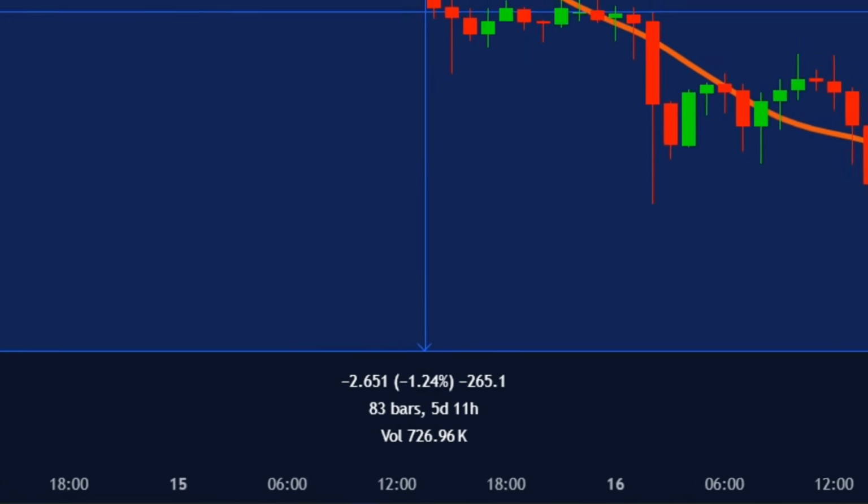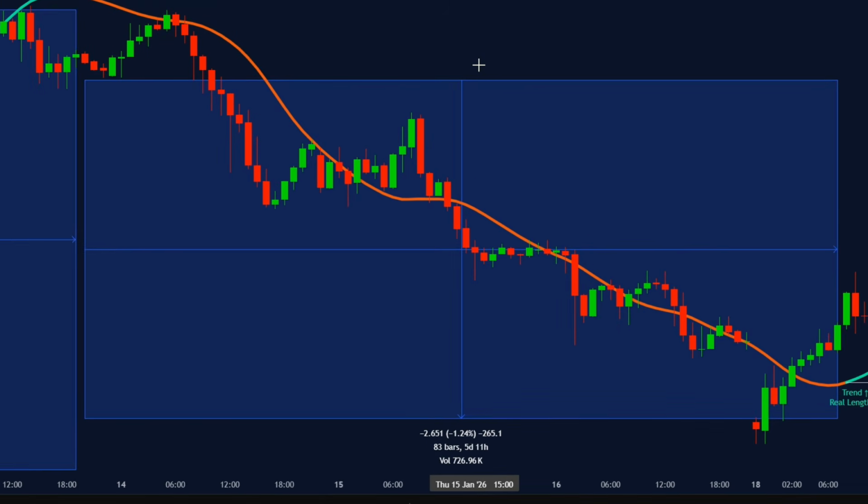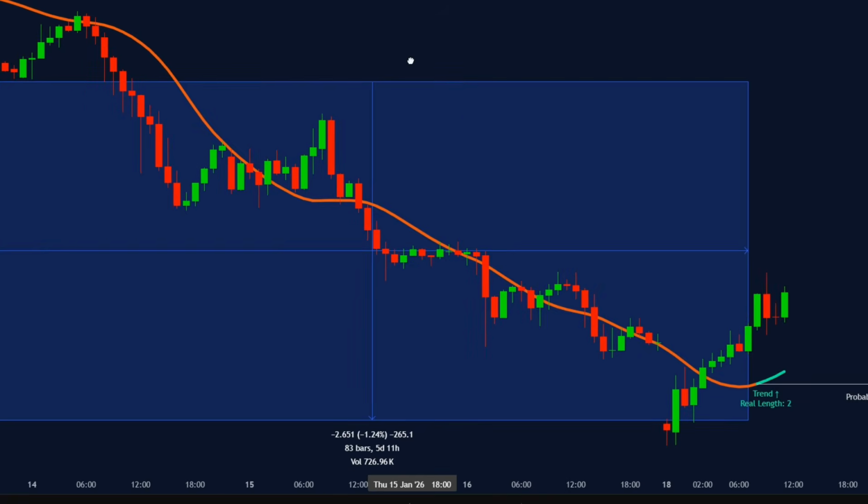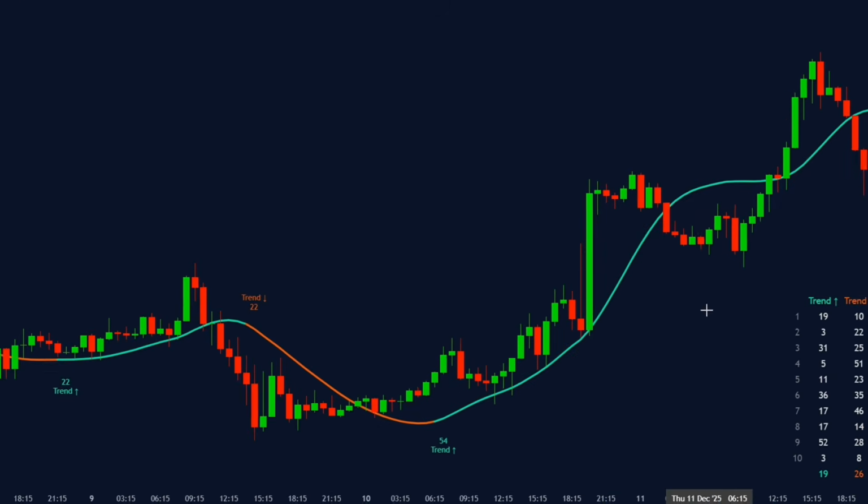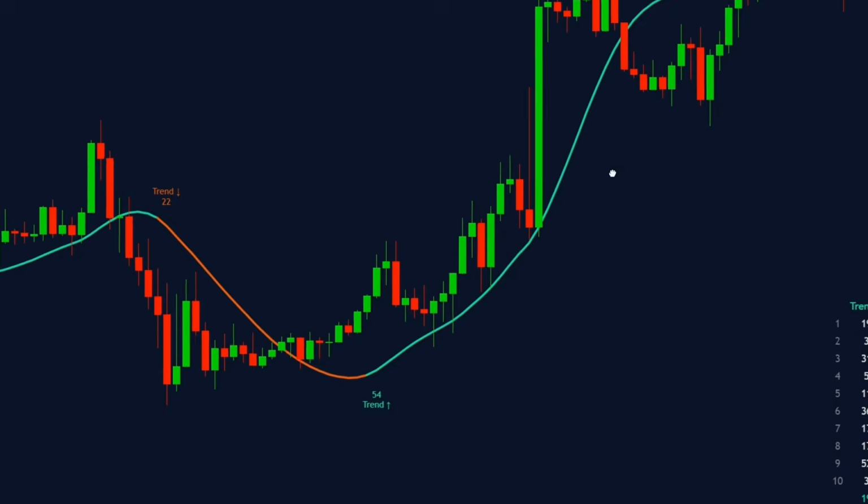So every single trend gets labeled. This is crucial data because it tells you exactly how long each specific market cycle lasted. This data doesn't just disappear. It is tabulated in the table I mentioned earlier.